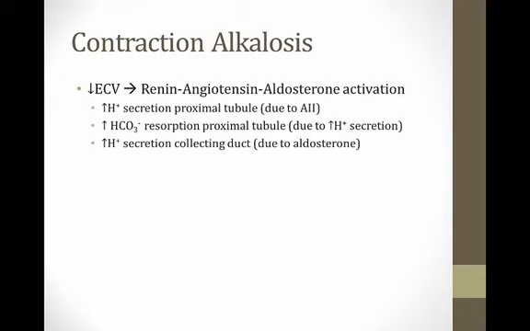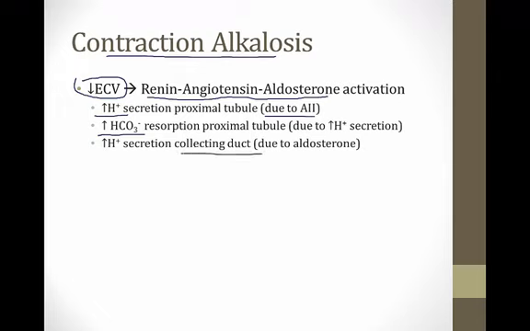So the first cause of a metabolic alkalosis that we'll talk about is a contraction alkalosis. And this is what occurs anytime there's a decreased effective circulating volume in the body. That's why it's called a contraction state, because there's a contracted circulating volume in the body. So contraction of the circulating volume leads to activation of the renin-angiotensin-aldosterone system. This has several effects which cause the pH to rise. First off, hydrogen atoms are secreted more in the proximal tubule due to angiotensin II. As a result of more hydrogen atoms in the proximal tubule, you get more bicarbonate resorption. We'll talk more about that in a minute. And then finally, in the collecting duct, you get more H plus secretion as a result of aldosterone.